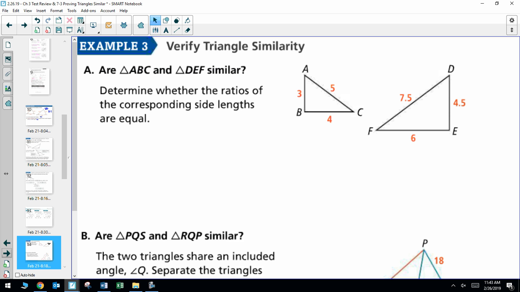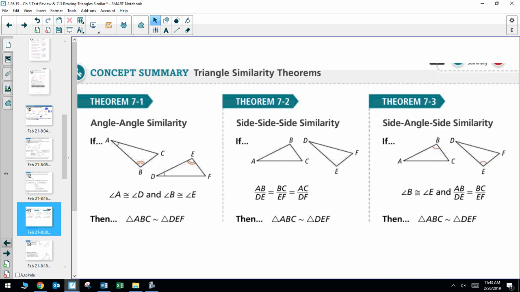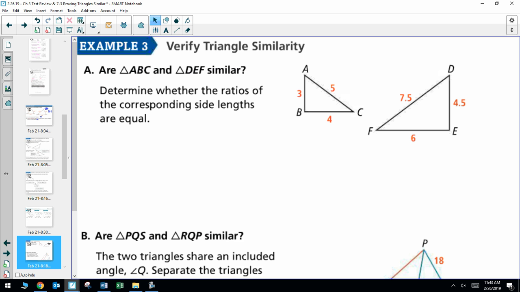Alright, so how can we make use of this information? Verifying triangle similarity: we want to know, are the two triangles similar? We don't have any angles to go by, so looking at which theorem we would use, we don't know any angle measures, so we have to use the side-side-side similarity one. Again, this just says all three sides have to have the same scale factor. So that's what I need to check on this one. Do all three of those sides have the same scale factor?